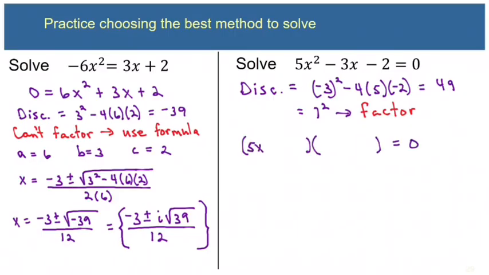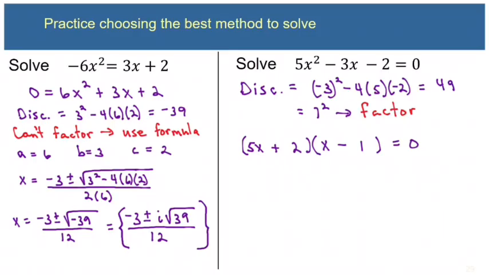5x squared would be 5x times 1x. The signs in my factors need to be different, and last times last is 2, so that's going to need to be 2 times 1. And now you can check outer and inner. Outer times outer is 5x, inner times inner is negative 2x. That's going to add up to positive 3x. I need negative, so I know I need to change the signs. And so now I'm sure my factoring is correct.